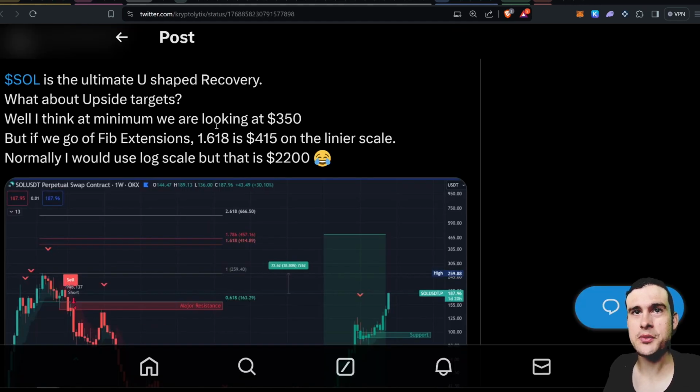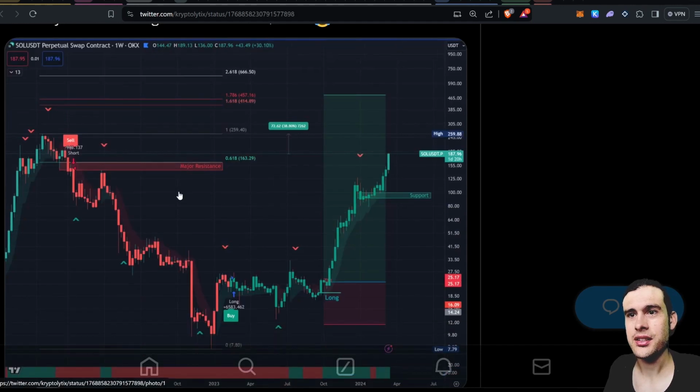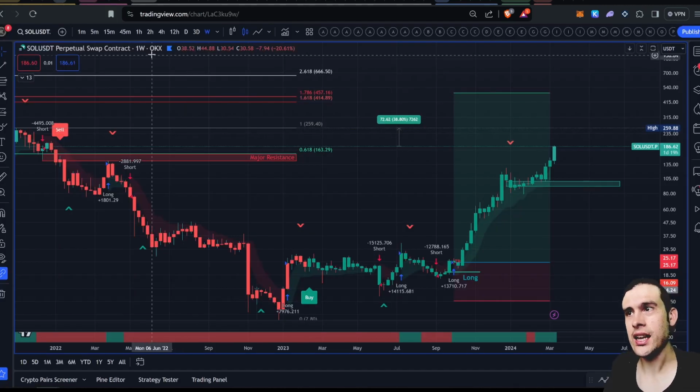Now, I just posted this one. So Sol is essentially the ultimate U-shaped recovery. I mean, look at this. This has just been absolutely dominating. And what about upside targets? I was having a look at some of the potential upside targets. Now let's have a look here on the live chart.